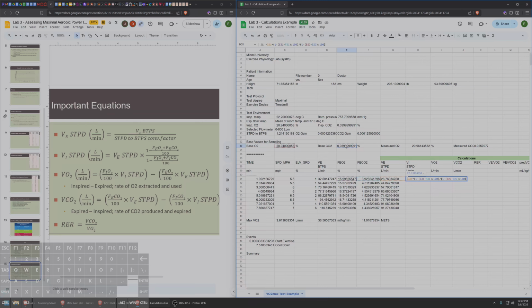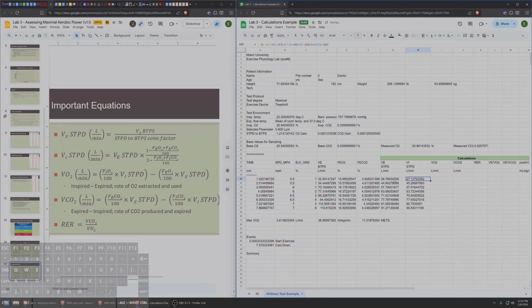Okay, and close parenthesis. Okay. Now one thing before I keep going forward is I want this to always point to these base sampling values. So O2, CO2, O2, CO2. I need to always, again, dollar sign. Dollar sign says, hey, always point to this row of this column.